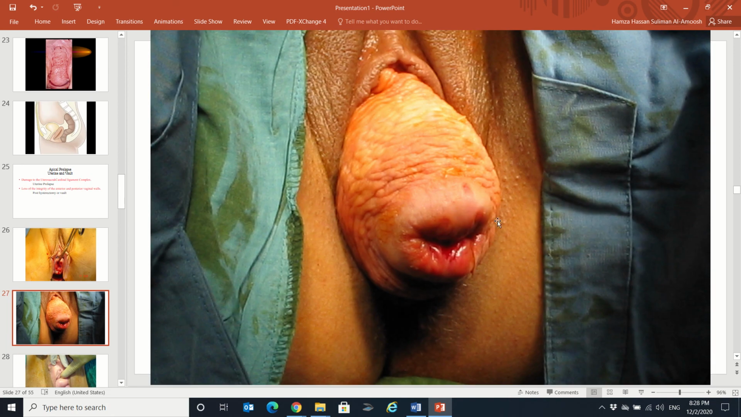This is a 4th degree prolapse. 4th degree is when everything is prolapsing. The total length of the vagina minus 2. For example, if the vagina is 9 to 10 centimeters in length, if 7 centimeters or above is outside the vagina, then this is 4th degree prolapse.